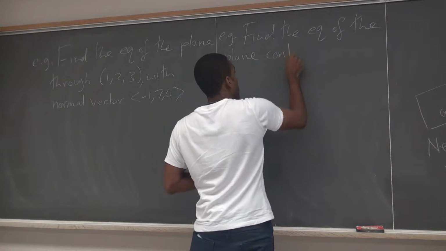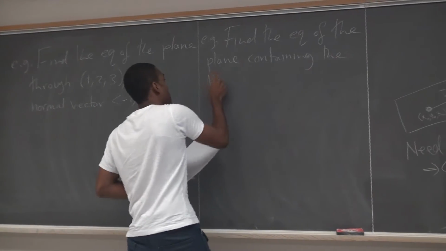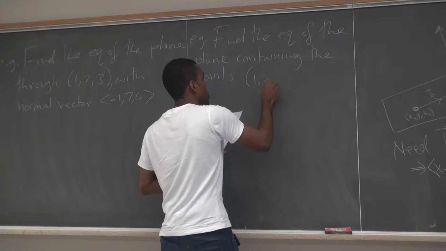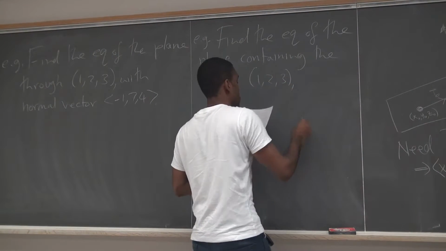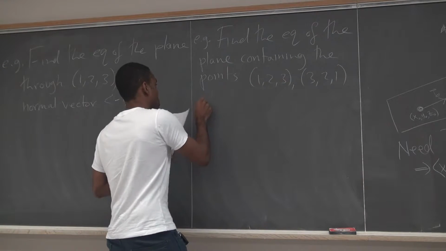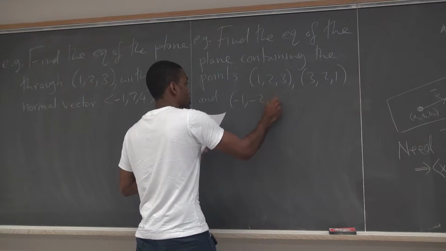Continue. I'll give you 3 points on this plane: (1, 2, 3), (3, 2, 1), and (-1, -2, 2).